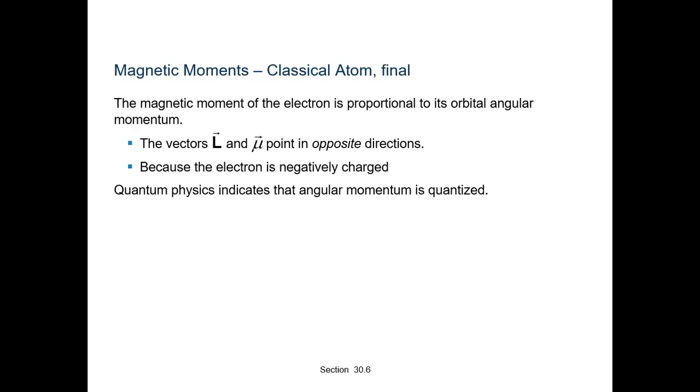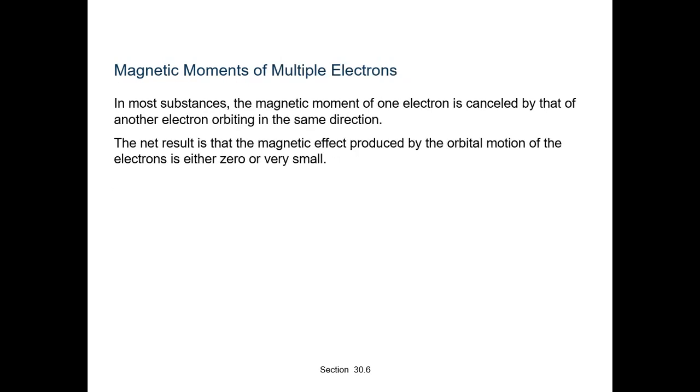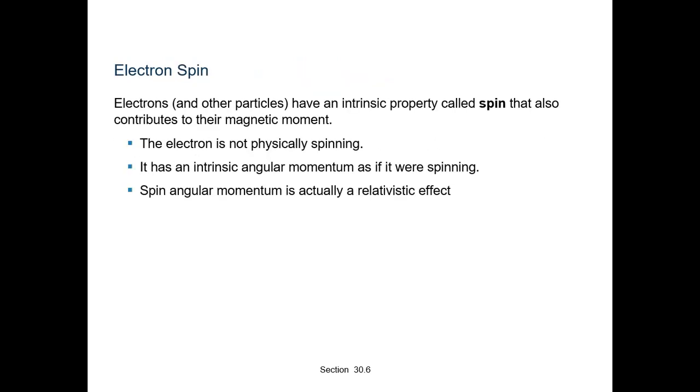Now see here the magnetic moment. The magnetic moment of an electron is proportional to the orbital angular momentum, and the vector mu points in the opposite direction because the electron is negatively charged. Quantum physics indicates that angular momentum is quantized, and in most substances the magnetic moment of an electron is cancelled by that of another electron orbiting in the opposite direction. The net result is that the magnetic effect produced by the orbital motions of electrons is either zero or very small.